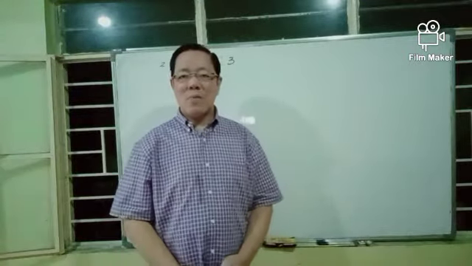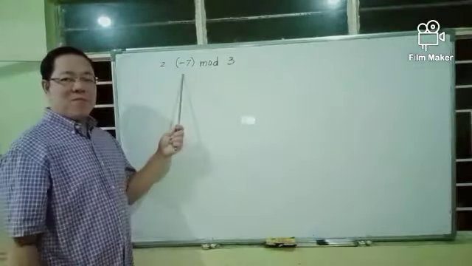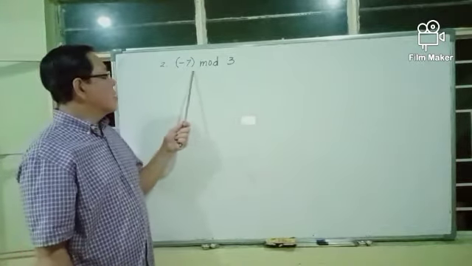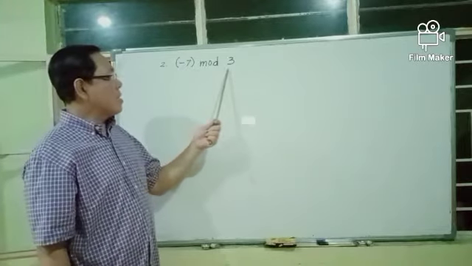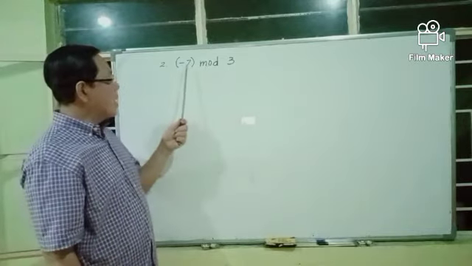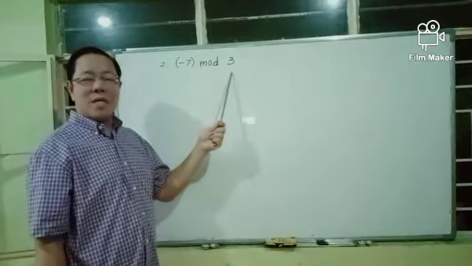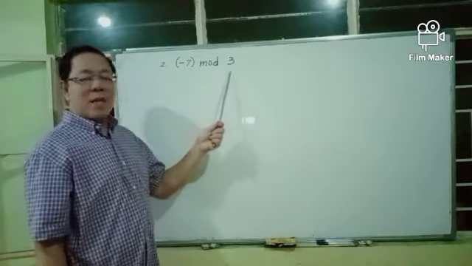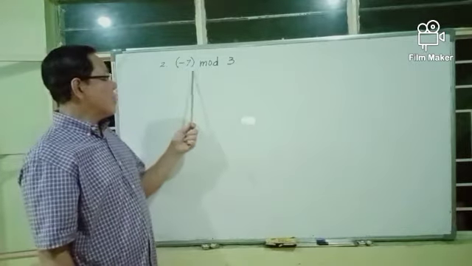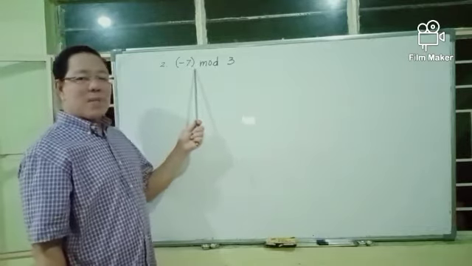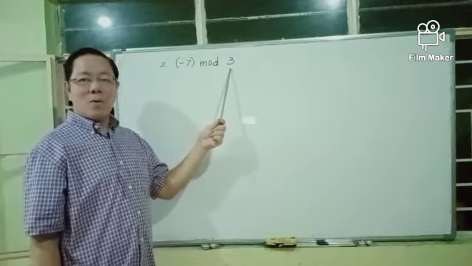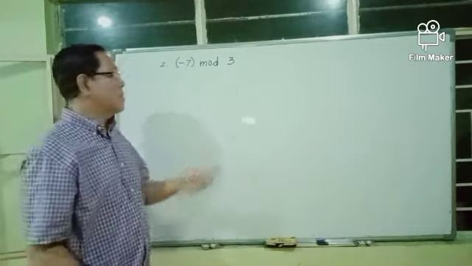For our next example, we find the value of negative 7 modulo 3. In the definition of modulo, A now is negative 7 and B is 3. We want to find the remainder. The value of negative 7 modulo 3 is the remainder when negative 7 is divided by 3. By definition of division algorithm, when negative 7 is divided by 3, negative 7 equals 3 multiplied by the quotient q plus the remainder r.